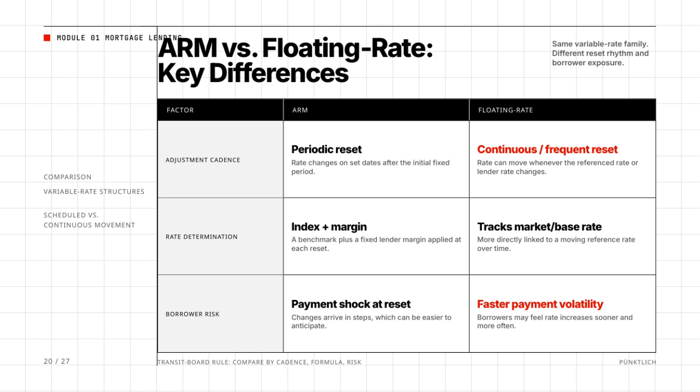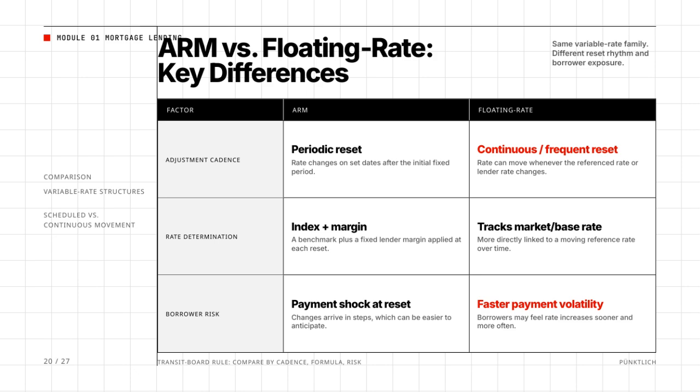First, the adjustment cadence. ARMs reset their rates periodically, typically at set intervals after an initial fixed period. This means rate changes happen on predetermined dates, giving borrowers a bit of predictability. On the other hand, floating rate loans adjust continuously or very frequently. Their rates can change any time the underlying reference rate or lender's rate changes, causing the interest rate to fluctuate more dynamically.